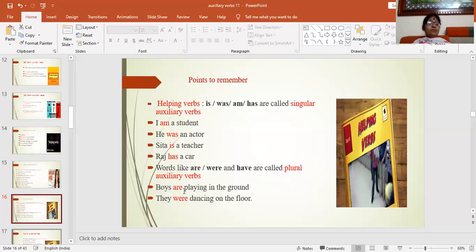Let us understand it with an example. Boys are playing in the ground. We are using are. They were dancing on the floor. Is it clear? So what is it that we have to remember? We have to remember that is, was, am, has are used as singulars. Are, were, and have are used as plurals.